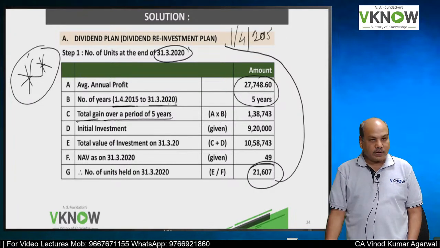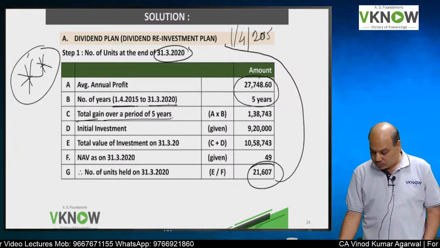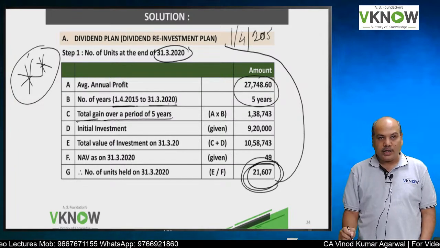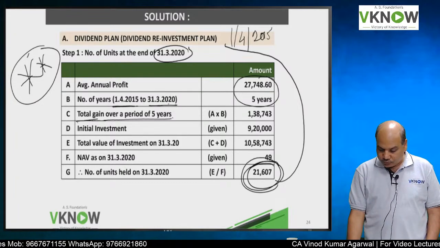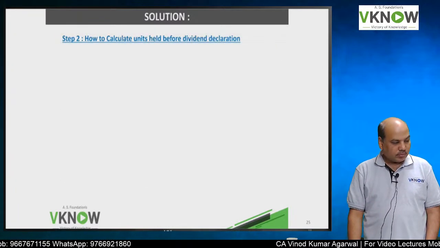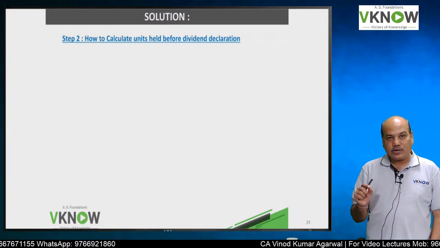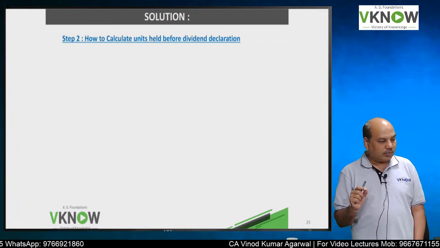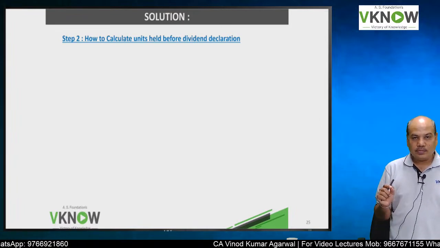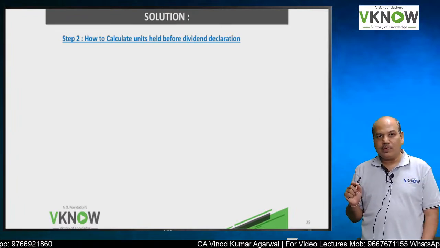Now I will use this number 21607 and find out what were the units on 1/4/2015. So reverse working we have to do. This is after adding the units reinvested. So I am going to tell you something which, if you are interested, you can write down, and it will help you a lot in the exam. This question was for about 10 marks and very few students were able to get it right.